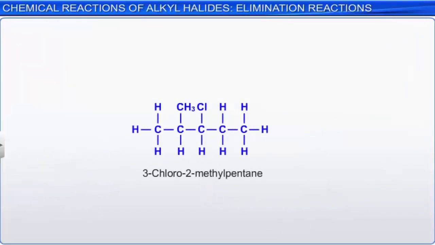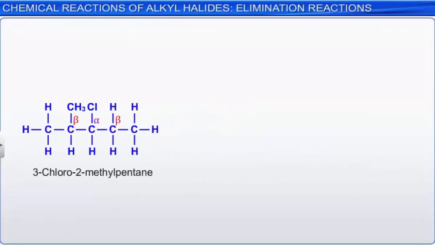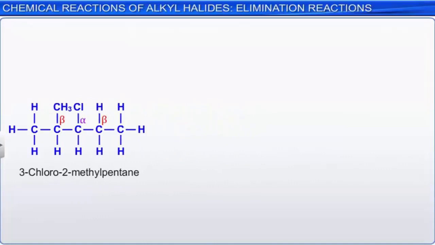Let's look at an example. Looking at the reactant molecule, we see that there are 2 beta carbons, one on either side of the carbon attached to the chlorine atom. We could remove a hydrogen atom from either beta carbon, leading to 2 possible products.